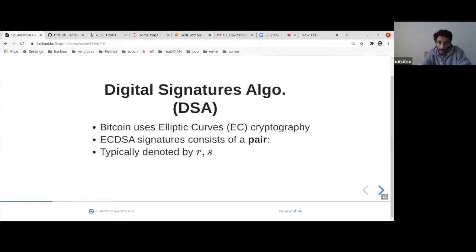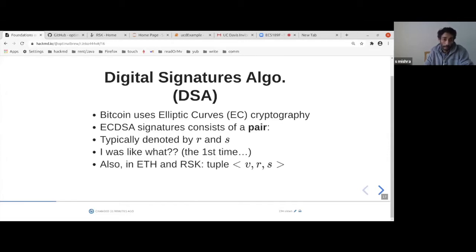The specific standard used in Bitcoin and also Ethereum is a class of cryptographic keys in a family called elliptic curves. And the signatures are denoted by a pair, typically R and S. The first time I saw this, I'm not a crypto person, I was really surprised. I always thought signatures were just one long string of bits, but it turns out in ECDSA, signatures are a pair. And those of you who are familiar with Ethereum will see that signatures in Ethereum and also in RSK have three components. In addition to the R and S, Ethereum added another component, V, for some security purposes.